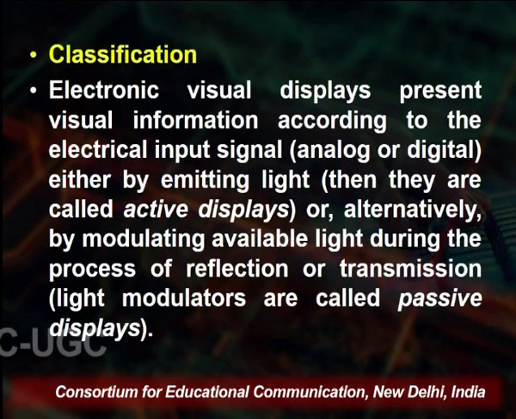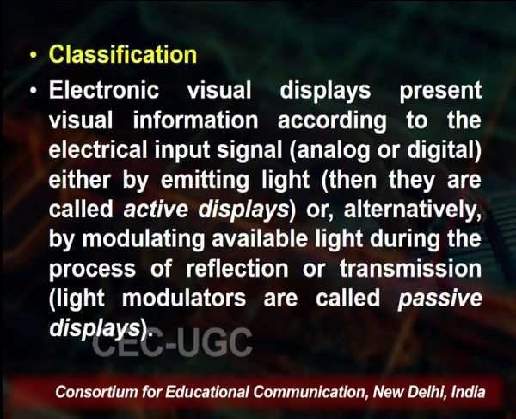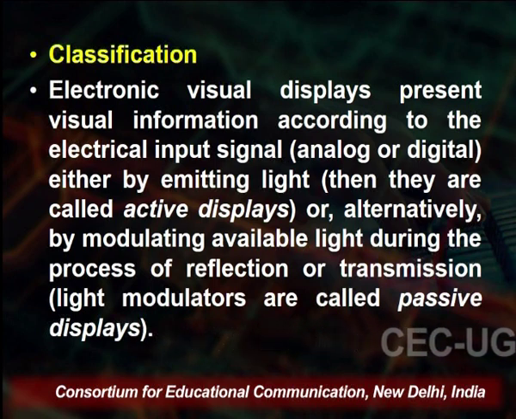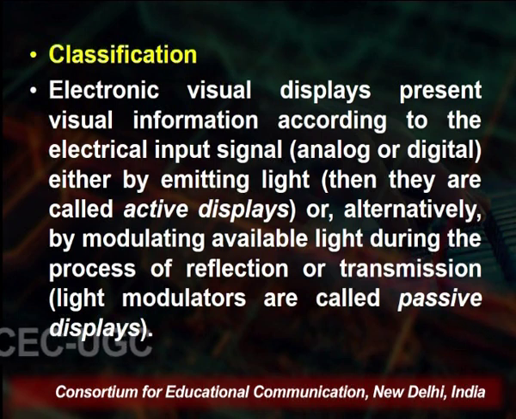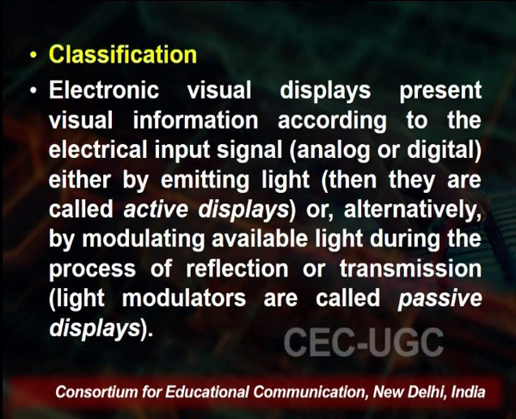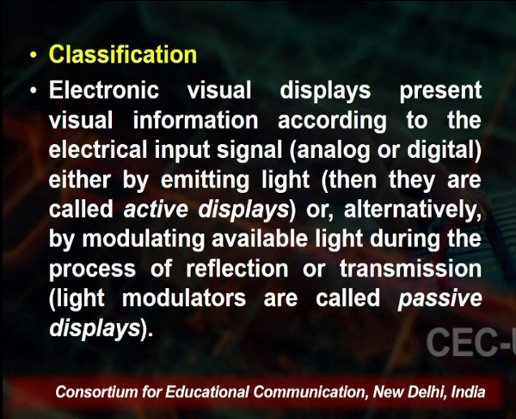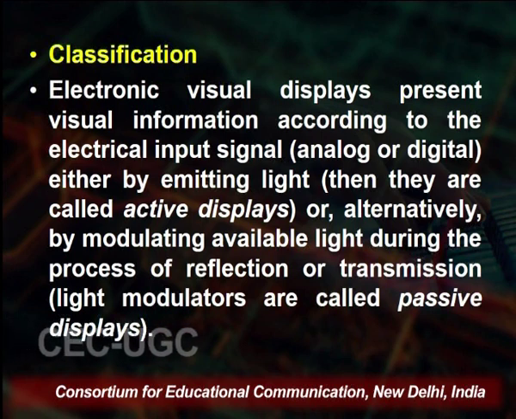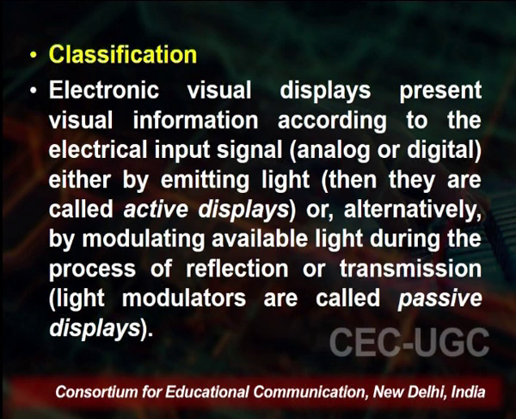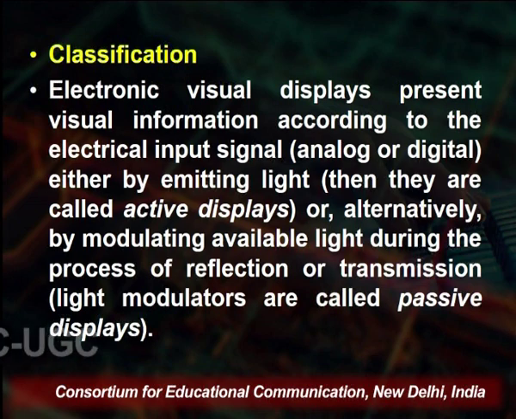Now, if we classify, electronic visual displays present visual information according to the electrical input signal, and it may be analog or digital. Either by emitting light, then they are called active displays, or alternatively by modulating available light during the process of reflection or transmission, that is, light modulators, they are called passive displays.